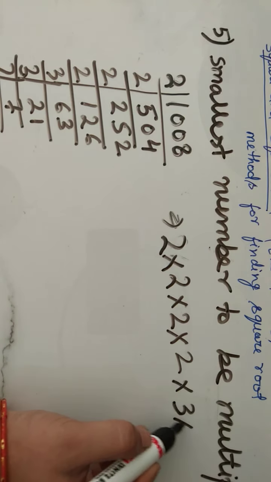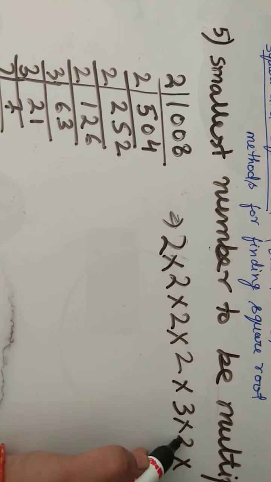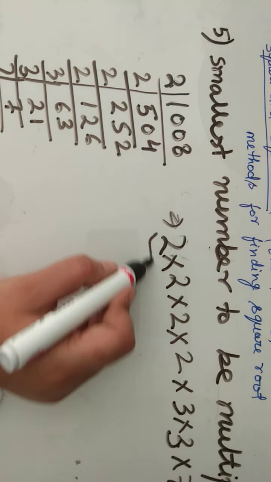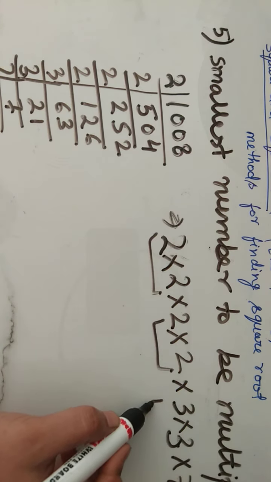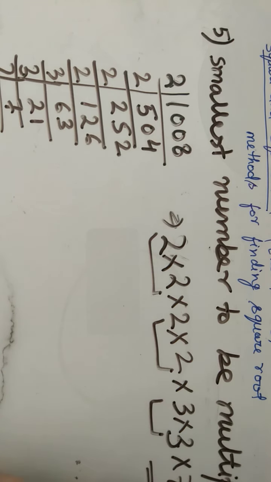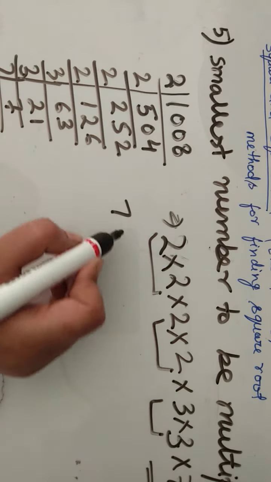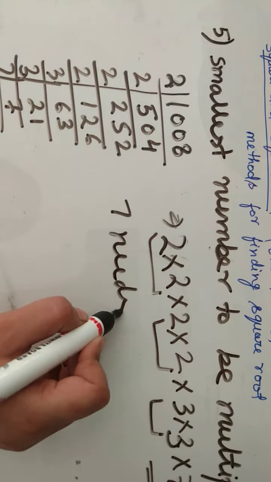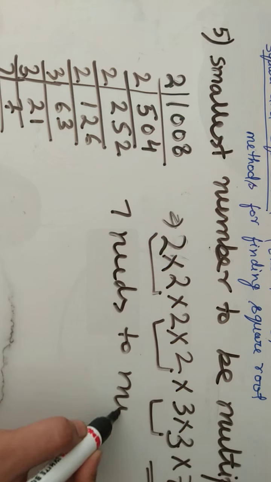Now 3 twice and 1 time it is 7. So now 1 pair we are having, 2 pairs we are having, 3 pairs we are having. But for 7 we are not having the pair. So what is the least number that is to be multiplied for making the pair? That is 7 only. So 7 needs to be multiplied.